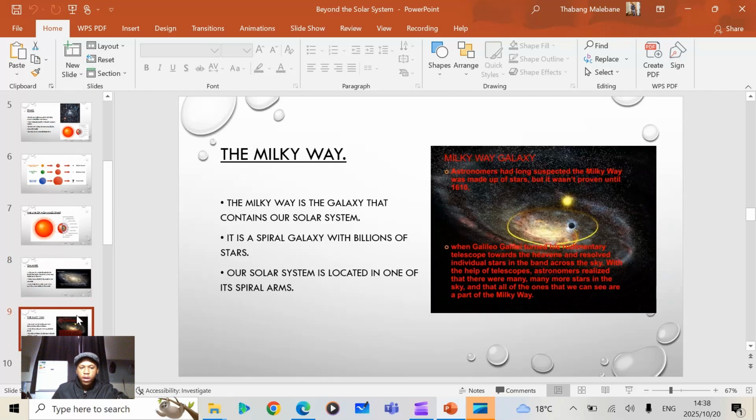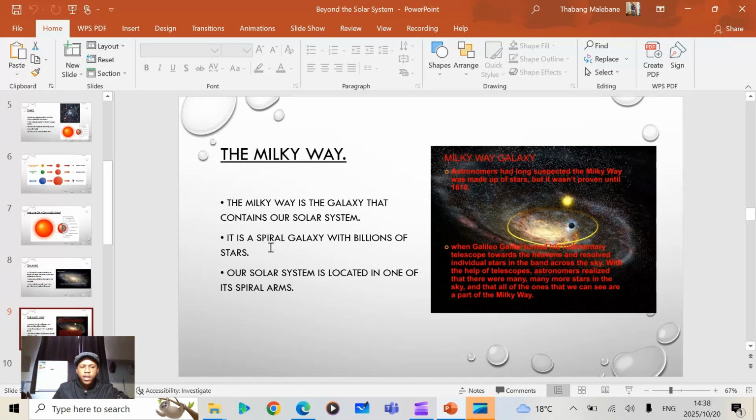Coming to the Milky Way. The Milky Way is the galaxy that contains our solar system. It is a spiral galaxy with billions of stars. Our system is located in one of its spiral arms. Here's a picture of how the Milky Way galaxy looks.